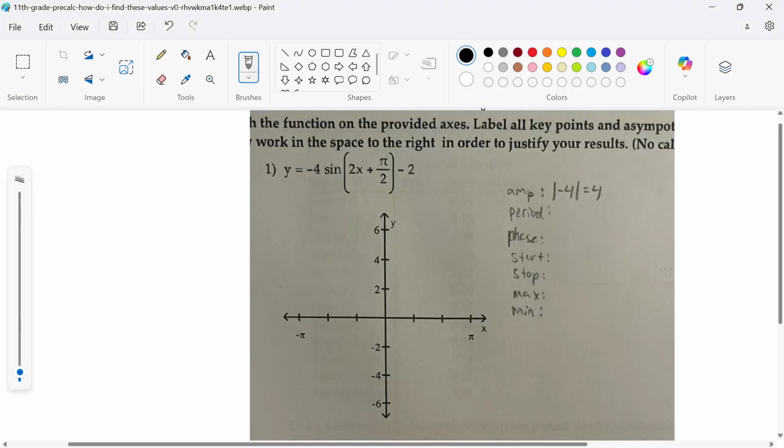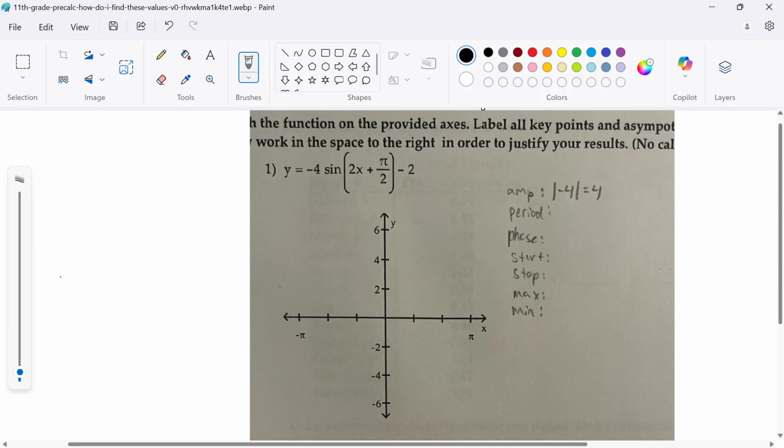This question is about drawing this function, and it wants to label key points and asymptotes and work in the space and write to justify results. So find the amplitude, the period, the phase shift, the start, the stop, the maximum. Start and stop means where I start drawing one period and where I end drawing one period.